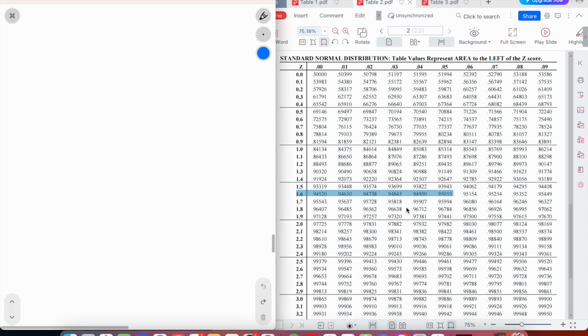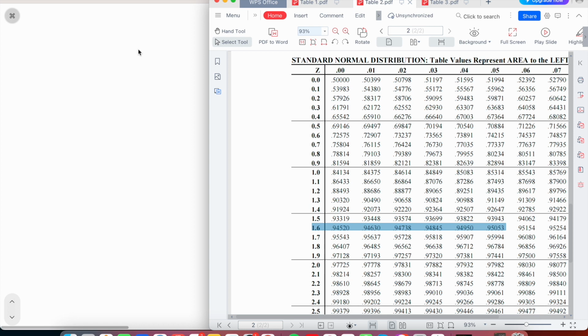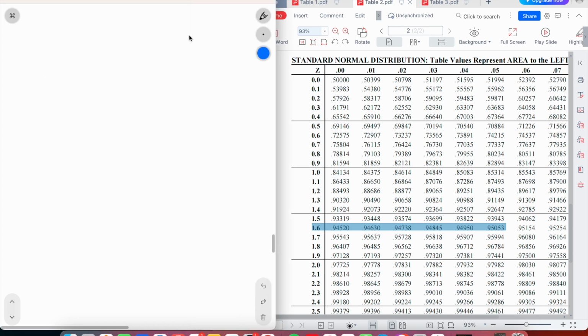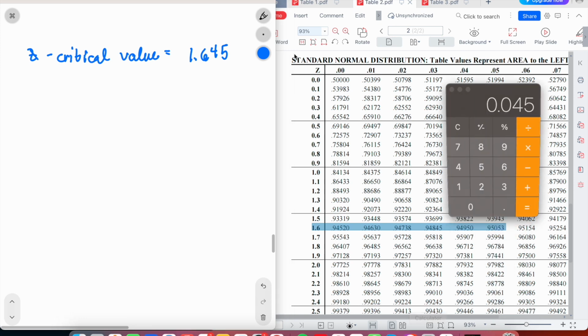Our z critical value should be equal to 1.645. Ma'am, why is it that value? You look at this: this is 0.94950, and this is 0.95053. To get it, you should just get the average. I think you solve for this one.